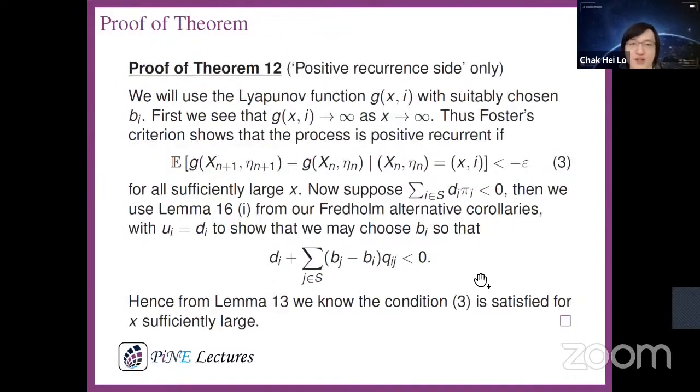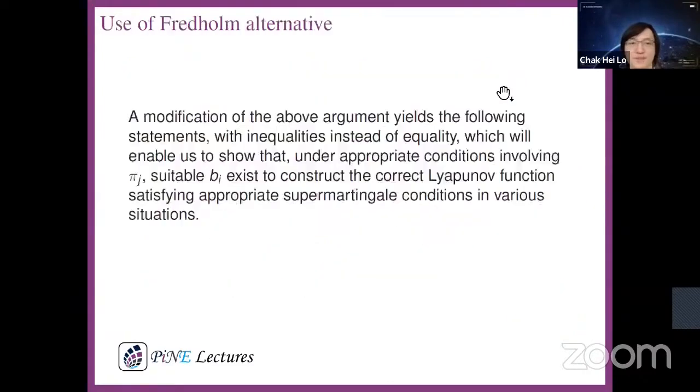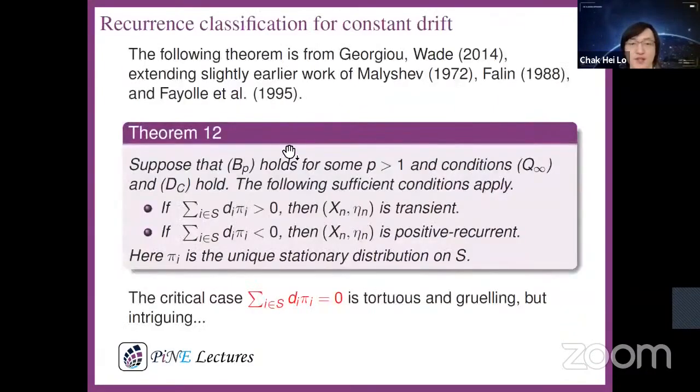So now we're ready to prove the theorem. This is the theorem that we talk about. When this key quantity, the total drift, is greater than zero, then it's transient. When the total drift is less than zero, it is positive recurrent. So we are going to prove this side. We are going to prove the positive recurrent side.